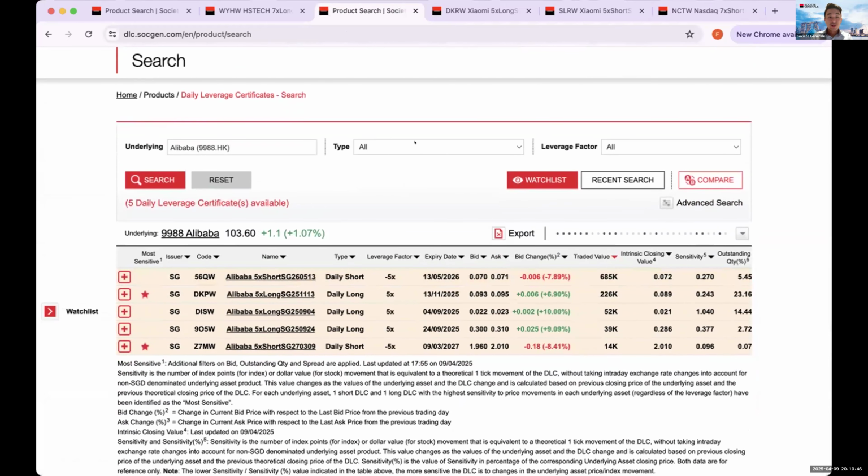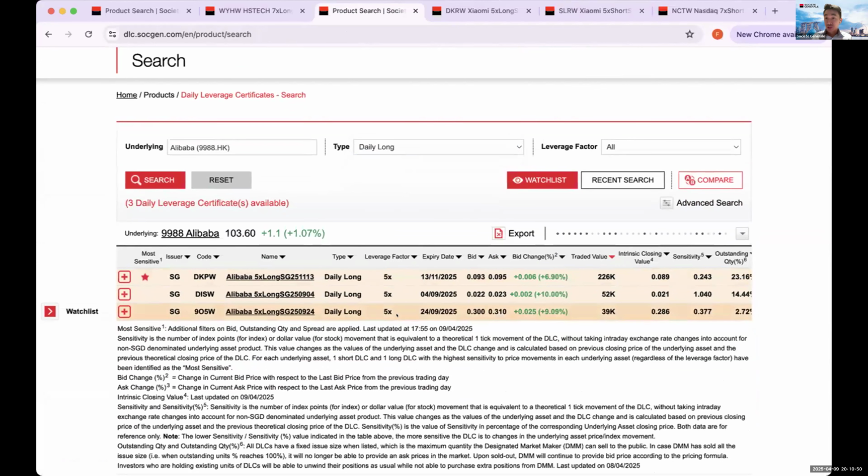So over here we have long and short DLCs. Say I want to long Alibaba. There are 3 Alibaba long DLCs that we have listed on the SGX securities market. How does it work? Which Alibaba long DLC should I choose? If in doubt, always look out for the red star indicator over here. The red star indicator will tell you which is the most sensitive DLC to the underlying movement.